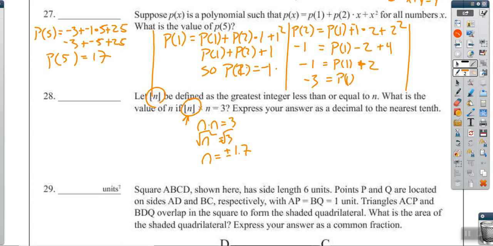Well, because n, that would make n 3. And we know that that can't be, right? So we know that this little symbol has to be -2, right?